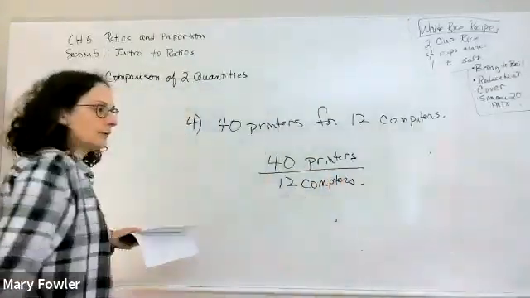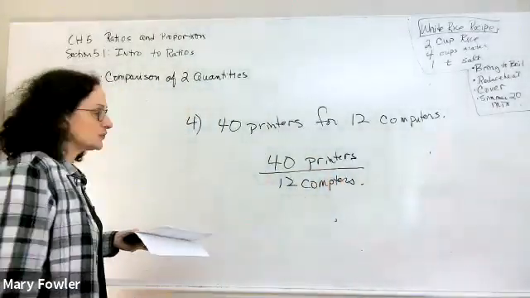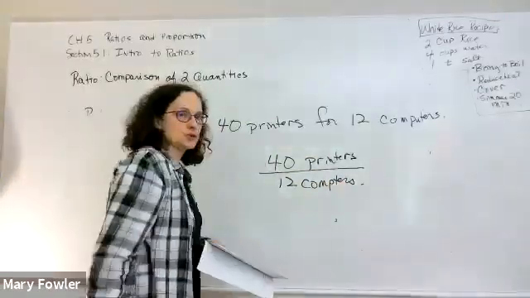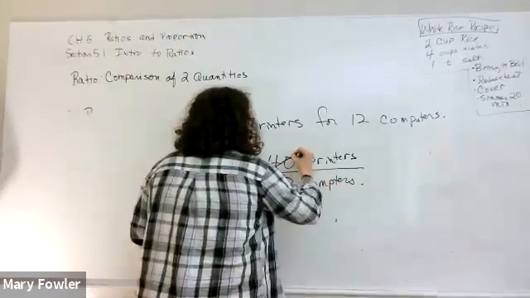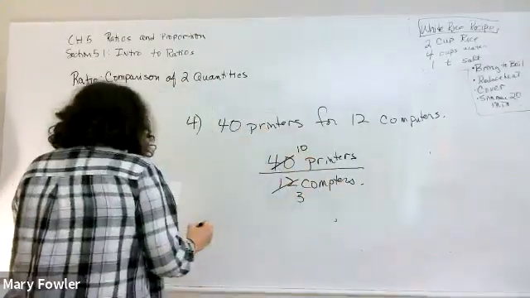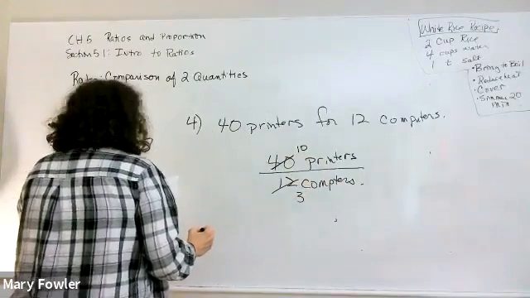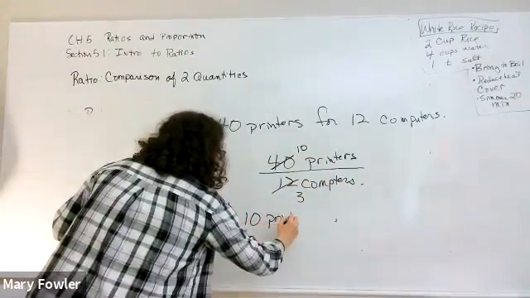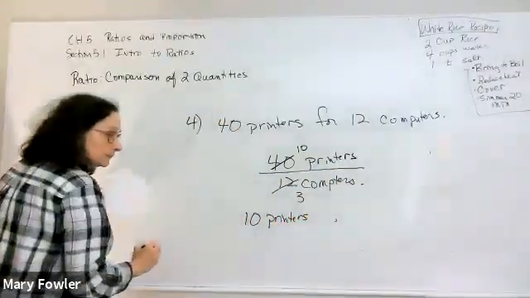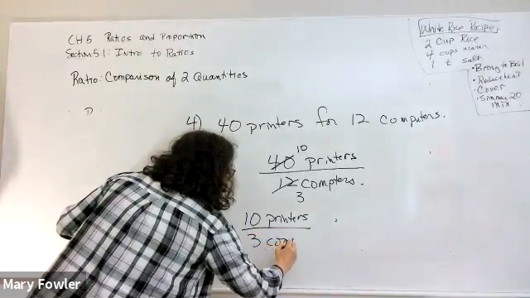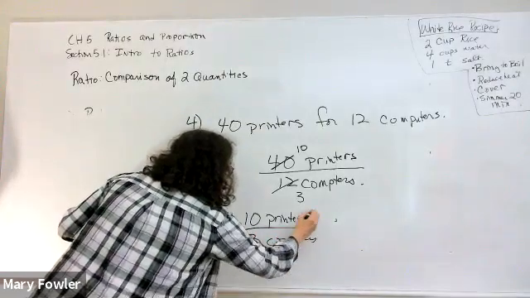All right, now we want to write this in simplest terms. And I note that 4 goes into 40 and 4 goes into 12. So 4 goes into 40 10 times. 4 goes into 12 3 times. So my rate in simplest terms is going to be 10 printers for 3 computers.